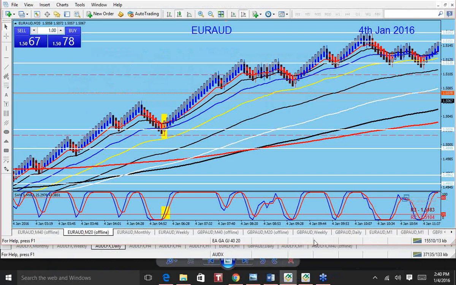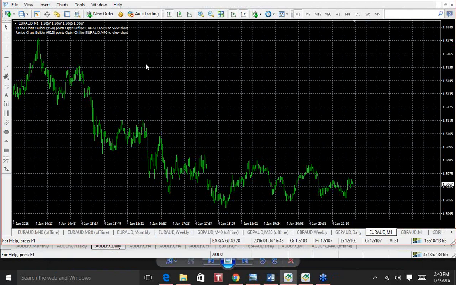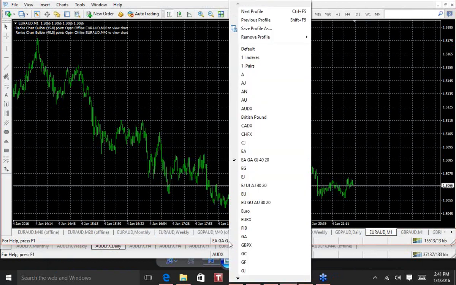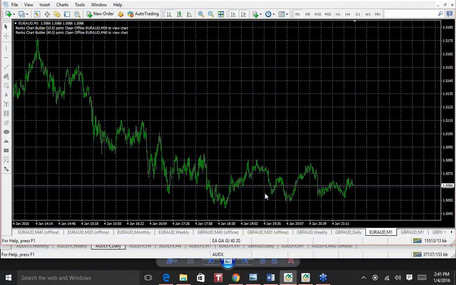See, this is the 1 minute chart. Where is the 1 minute chart? Euro. This is the 1 minute chart. What I have here is an indicator, not an EA. So for example, if I have this profile, EA, GA, and GJ, and I want to see something else, I want to see Euro USD, and then I go over there. I change my chart, and I want to see what's happening in Euro USD.